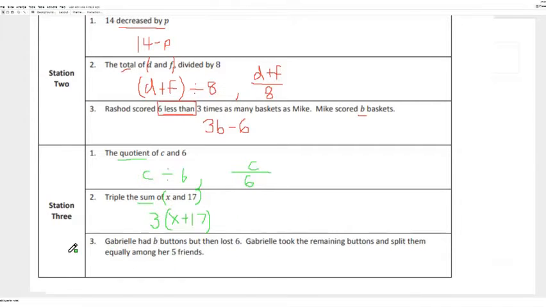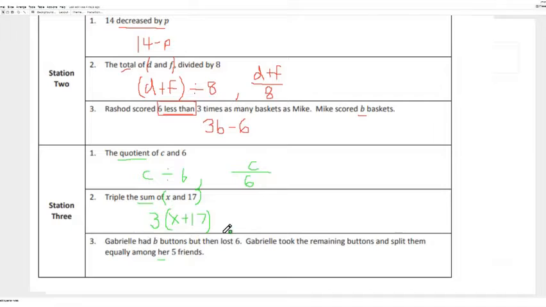Next one, it says Gabriel had 5 buttons but lost 6. Gabriel took the remaining buttons and split them equally among her 5 friends. Sorry, probably Gabriella. Excuse me. Sorry, I just went a little quick there. Because it's her. So Gabriella had B buttons, and then lost 6. Gabriella took the remaining buttons and split them amongst her 5 friends.